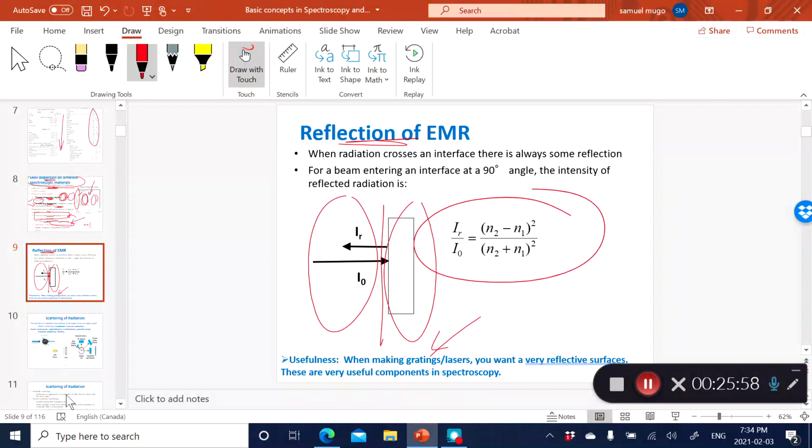And all of us, I think, know of that relationship, the incident beam and the reflected beam. And again, it's totally dependent on the refractive index of the two surfaces that you are reflecting light to and from.